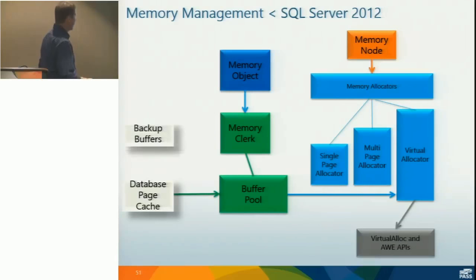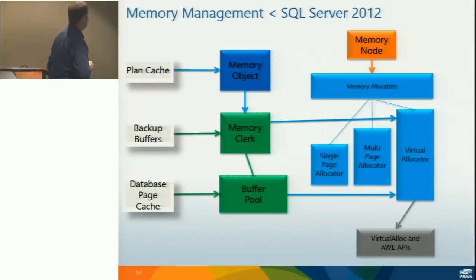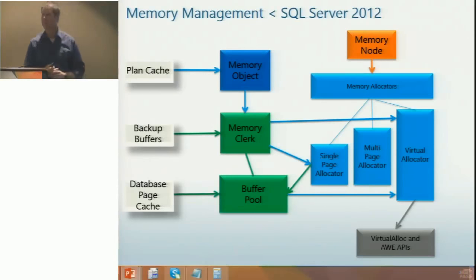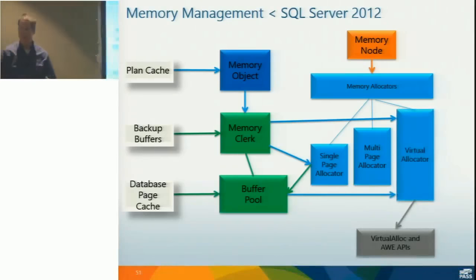If backup buffers needed memory, it has its own clerk for it, but it might need single pages. Excuse me, I'm sorry, it goes directly to the virtual allocator as well. But what about something like plan cache? Plan cache might need single 8K pages for part of its caching. When that happens, it's going to use a memory object and a memory clerk specific for plan cache, but it needs a single page through SQL OS. Prior to 2012, that single page allocator would call back into the buffer pool in SQL Server Engine to get that 8K page. And that is using, back to SQL OS, the virtual alloc APIs.